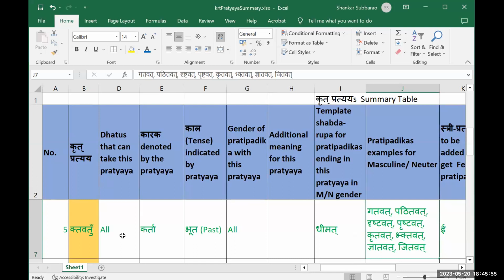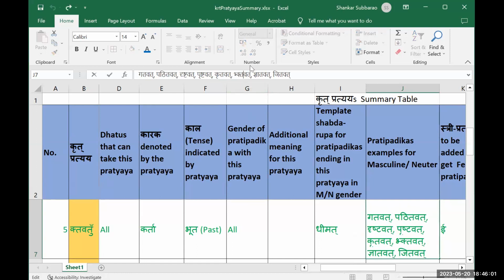I should have said bhuktavatu. I think I made a mistake here. Okay, I'll change it, but it should be bhuktavatu. Bhuktavatu means one who has experienced. Jnatavatu, one who has known. Jitavatu, one who has won. Is that clear?